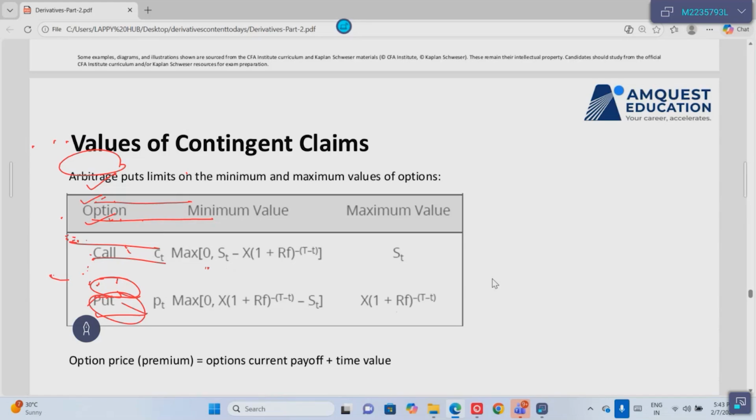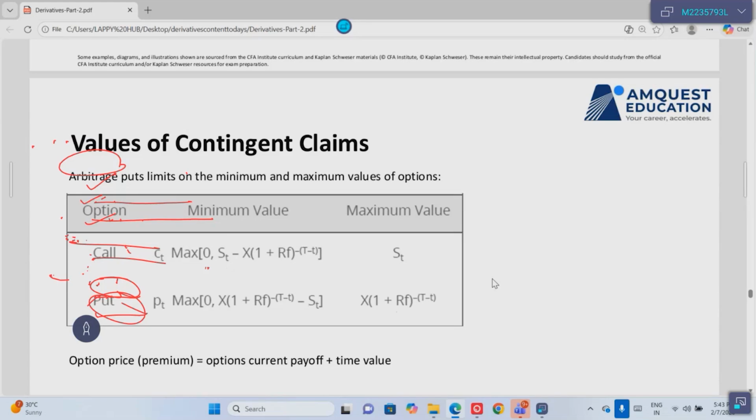Correct? Put option. Again, you have the right to sell. So the minimum value that you can earn is either 0 or the exercise price minus the spot price. But what's the maximum value? Maximum means the price at which you can sell at the time of maturity, which is X. Right? So for a call, the maximum value is the stock price, and for a put, the maximum value is the exercise price.